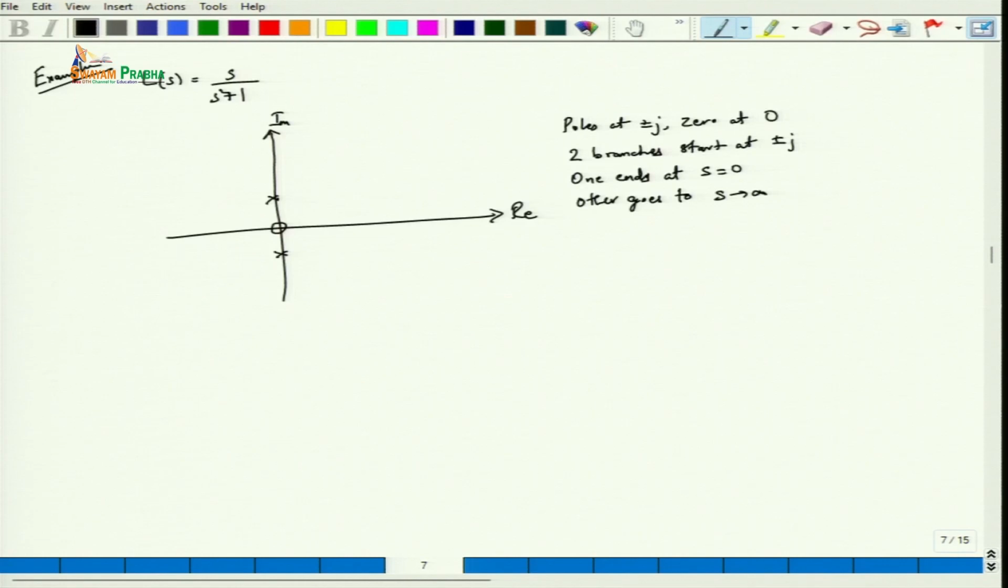So in that case, the loci will cover the entire negative real axis. So this entire part along this axis is basically covered.